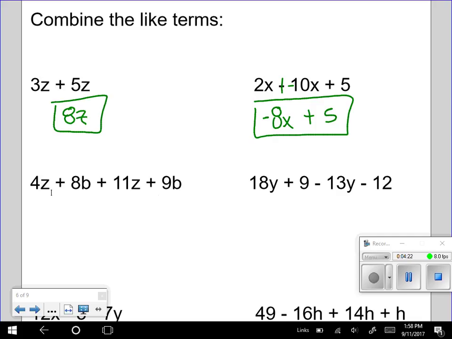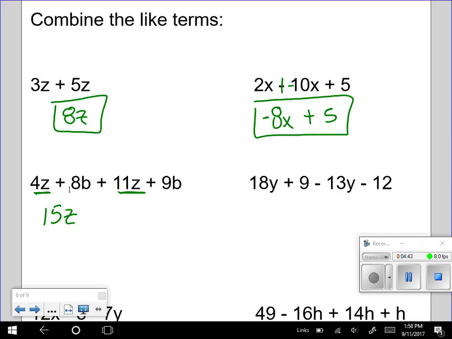Okay, so look at this next one. We have 4z plus 8b plus 11z plus 9b. I have to find my like terms. So I have 4z. I'm looking for anything else that has a z. 11z has a z, and I'm adding all the way across. So 4 plus 11 is 15. So I have 15z. Now I can also look at these other ones.